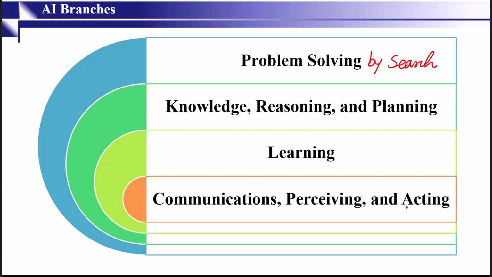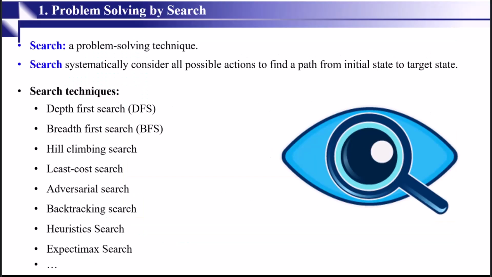For each branch, there are too many proposed algorithms, and in future lectures, we will study them one by one. Absolutely, we have no time to study all the algorithms. However, for each branch, several algorithms will be discussed. The first branch of AI is called problem solving by search.